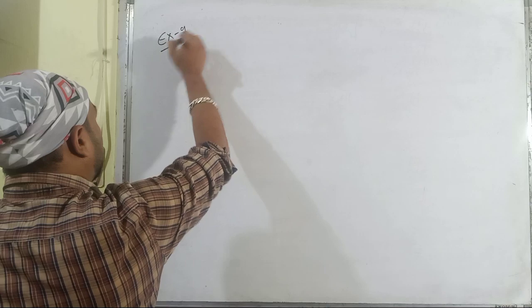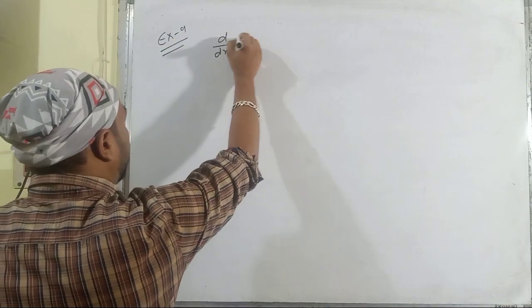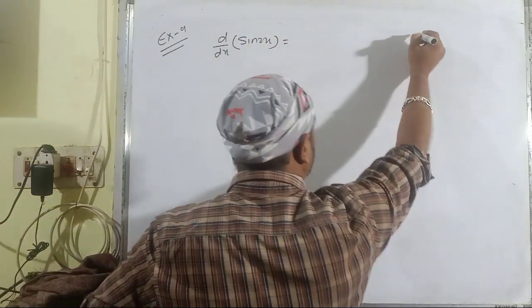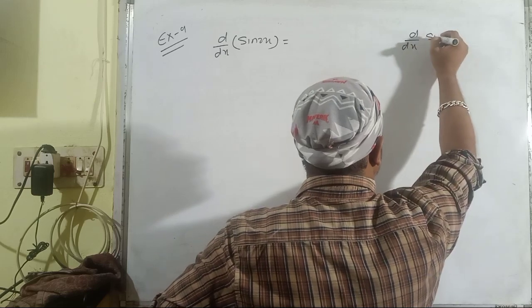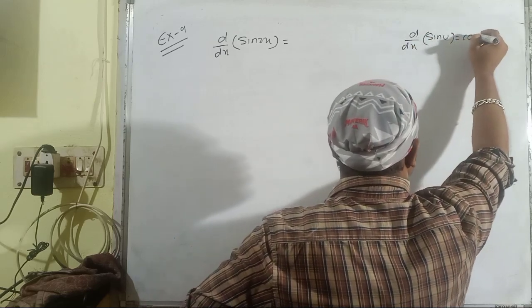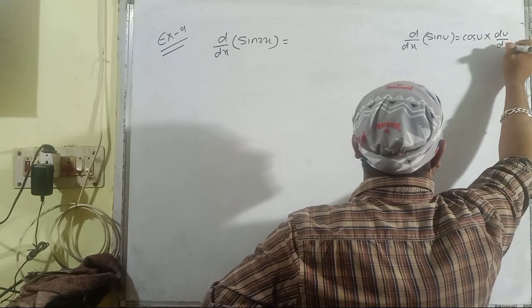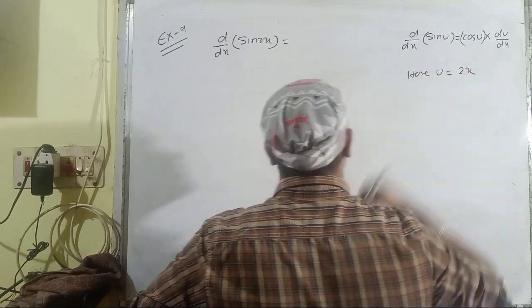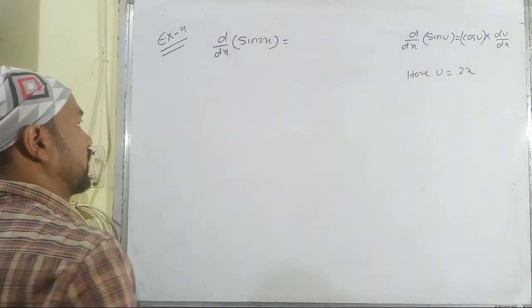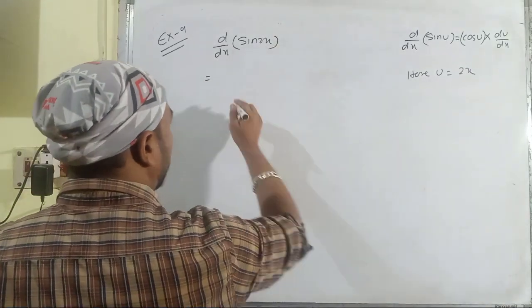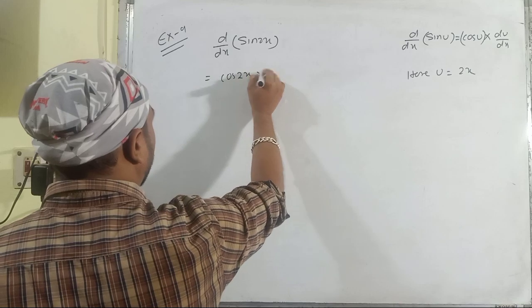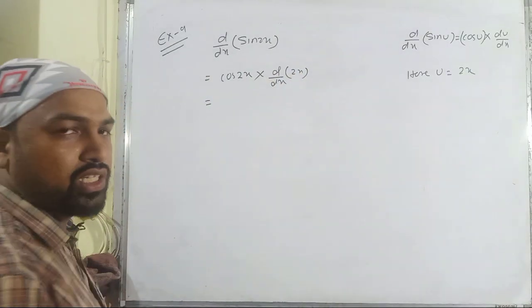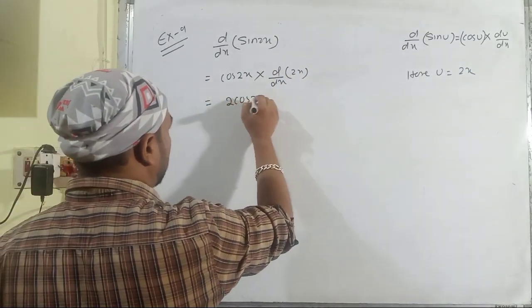Example number 9, the differentiation of sin 2x. We know that differentiation of sin u is cos u multiplied with du upon dx. Here u is equal to 2x. So according to this formula, we have cos u, that means cos 2x multiplied with the differentiation of 2x. The differentiation of 2x is 2, so it will be 2 cos 2x.